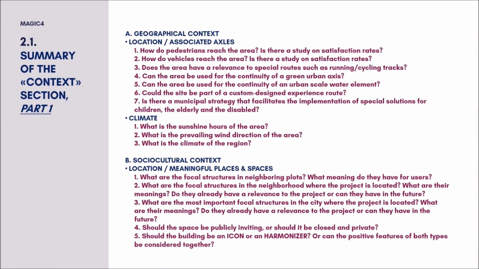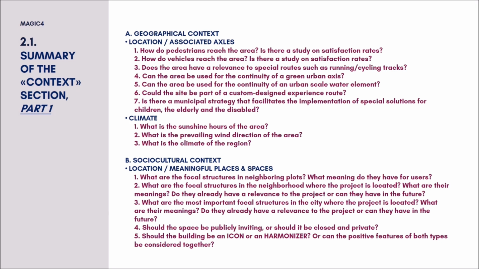Summary of the context section. A. Geographical context. Location, associated axles. 1. How do pedestrians reach the area? Is there a study on satisfaction rates? 2. How do vehicles reach the area? Is there a study on satisfaction rates?